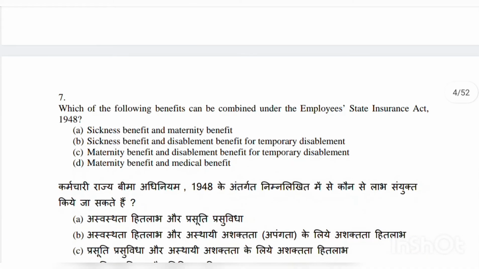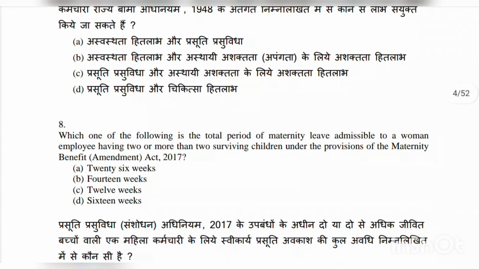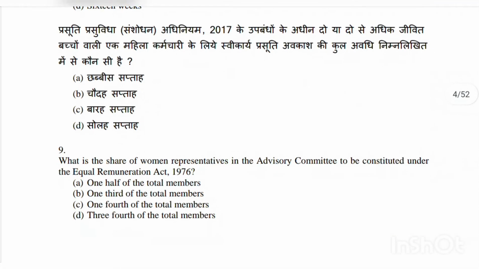And question number 7, which of the following benefits may be combined under the Employees' State Insurance Act 1948, that is maternity benefit and medical benefit? Which one of the following is the total period of maternity leave admissible to a woman employee having 2 or more than 2 surviving children under the provision of the Maternity Benefit Amendment Act 2017? That is 12 weeks. The answer is C.